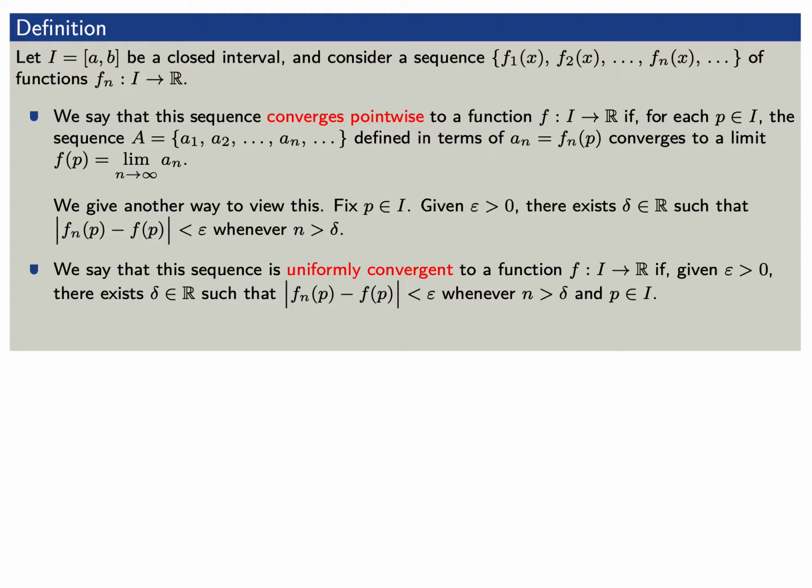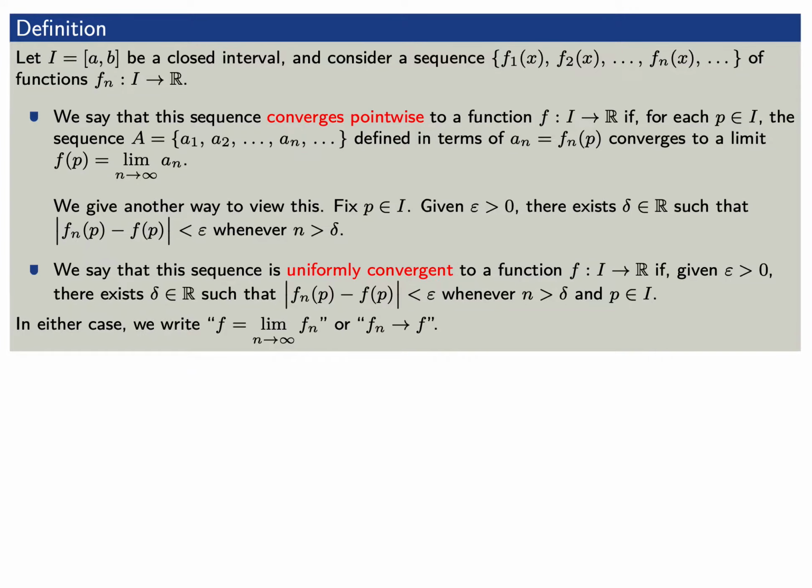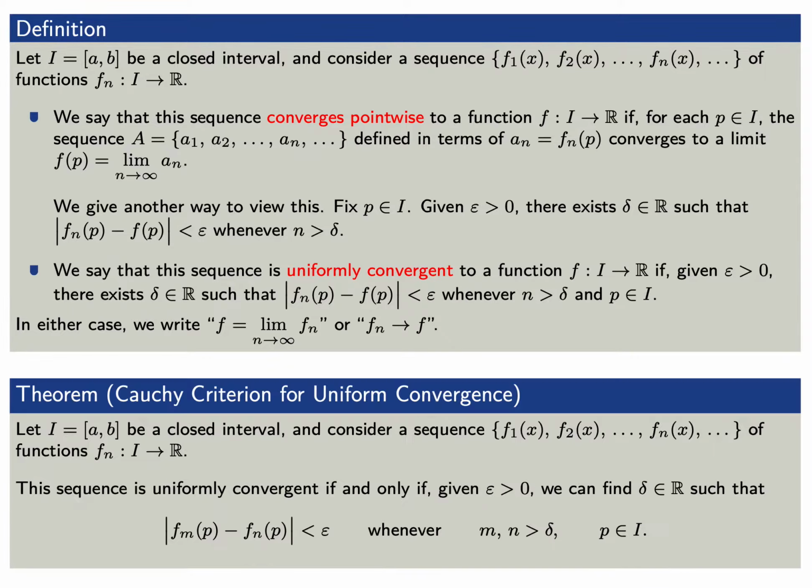Observe that pointwise convergence means that delta might depend on p, whereas uniform convergence means that delta does not depend on p. In either case, we'll say that f is the limit as n increases without bound of f sub n, or that the functions f sub n tend to f.